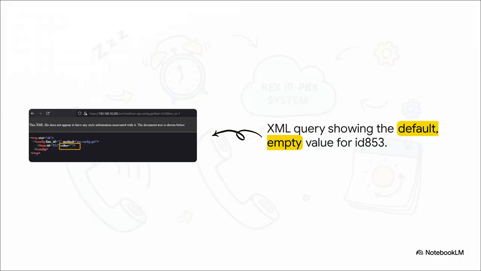But let's check out the initial state of the system before we change anything at all. We fire off a query specifically looking at ID 853 on our target, line ID 1. Notice the value there? It is totally empty, just a blank set of quotes. The system currently has 0 wake-up time scheduled for this phone. It's a complete blank slate.